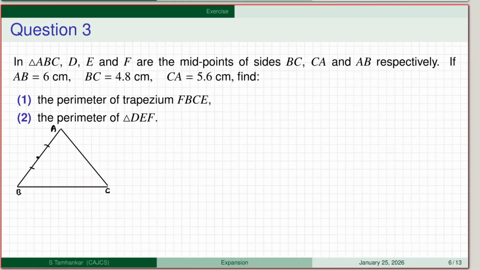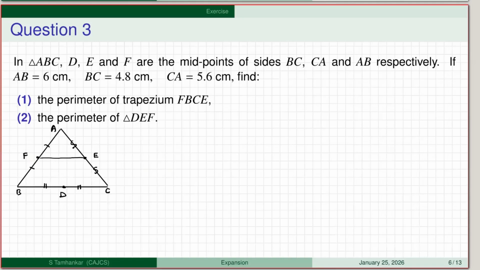So one correction here. D is a midpoint of BC. So here I have D, I mark this. E is a midpoint of AC. And then you have F as a midpoint of AB. Fine. Okay. The perimeter they are asking of trapezium FBCE, and they are calling this a trapezium.